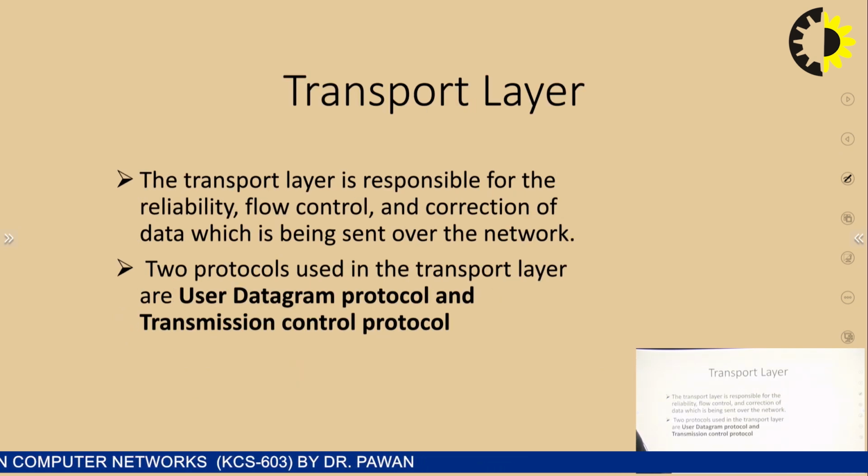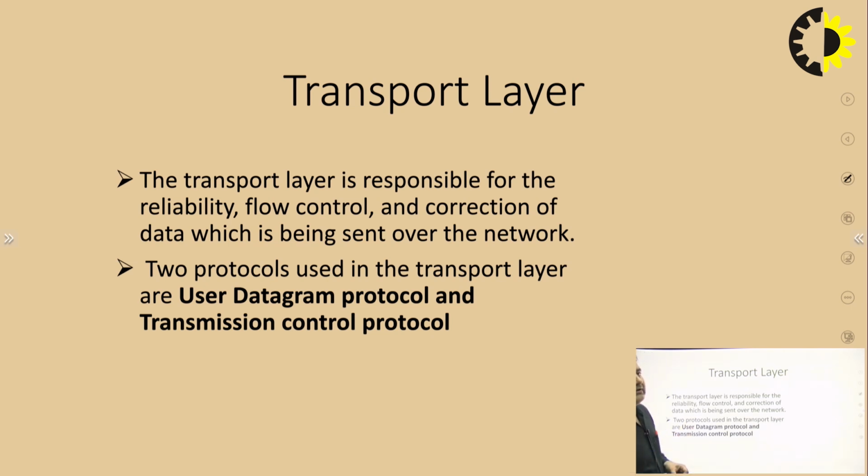Then we have the transport layer, which is the fourth layer of TCP/IP. The transport layer is responsible for transferring the file from source to destination, and it uses two types of service: generally TCP and UDP.